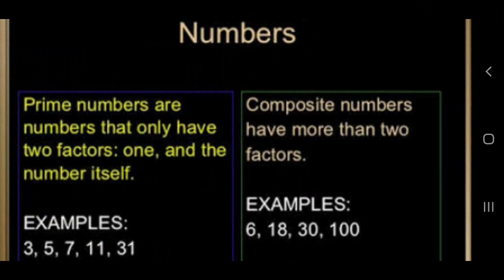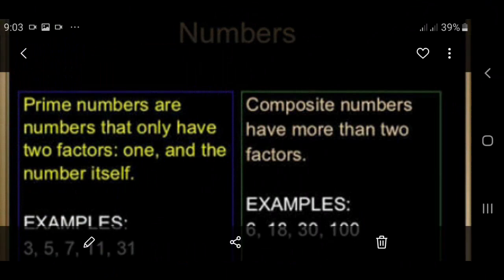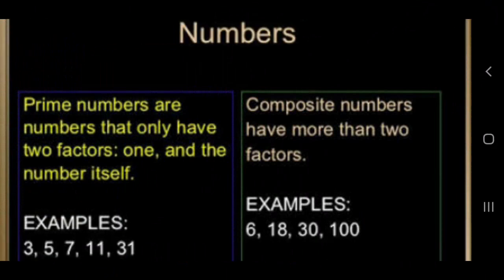If the number is not a prime number, that means it has more than two factors. Those numbers are called composite numbers. For example, 6. How can you write 6? You can write 6 as 1 into 6, 2 into 3. How many factors are there? Can you imagine all of them? 1, 2, 3, 6. 4 factors are there. So it is not a prime number. 6 is a composite number.